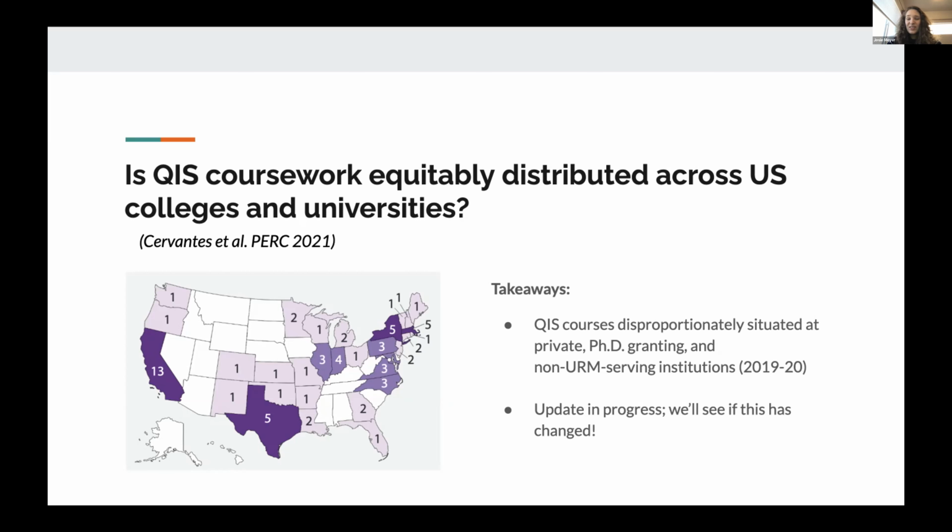Obviously, the number of courses has blown up since then. I've actually gone and recompiled this list. We're doing some analysis as we speak, so hopefully some updates to see if this has changed at all. Sadly, it doesn't look like it has, and may have actually gotten worse. But we're doing this, and this definitely talks about the importance of reaching out to basically institutions other than the private R1 universities that are dominating quantum research as we speak.